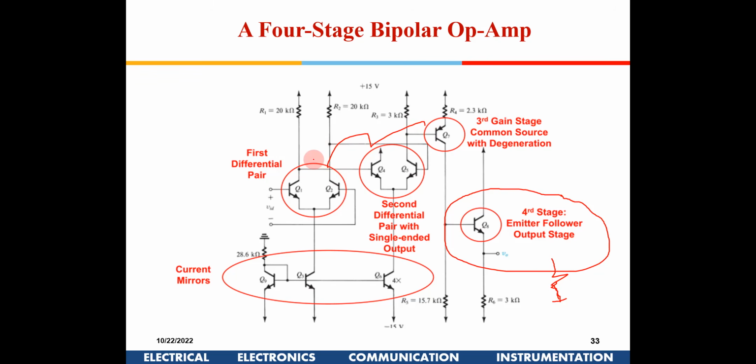For BJTs you can have higher gain. Each stage itself can have close to 100 when you are using BJTs. So 100 times 100 becomes 10,000, and then again you can have one more gain out here. Then there will be a small drop of gain here, but this will allow driving low loads. Don't worry too much about this for your exam point of view; it is just to give an indication of a four-stage bipolar op-amp.